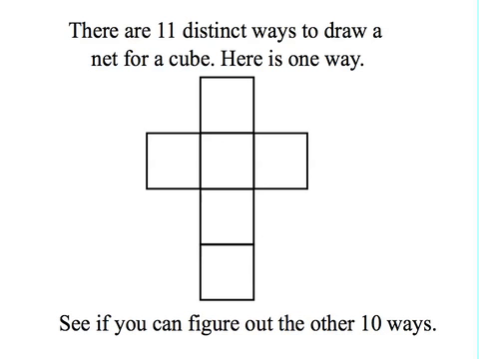And here's a net for a cube where all 6 faces are the same. If you cut this out, you could fold it back up and you would get a cube. There are 11 distinct ways to draw a net for a cube, and this is just one way. See if you can figure out the other 10 ways.